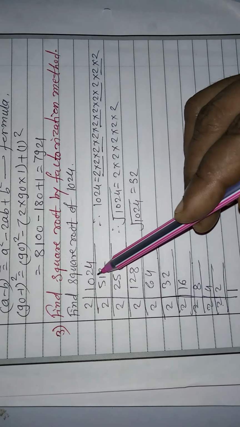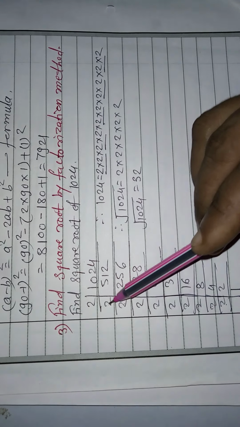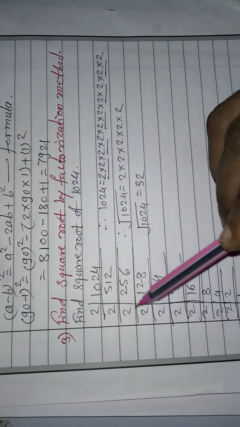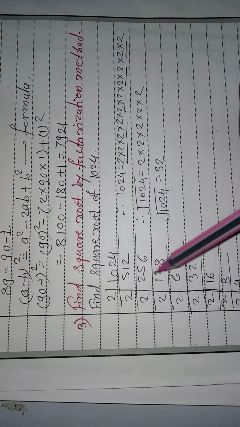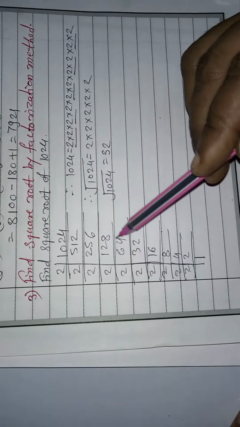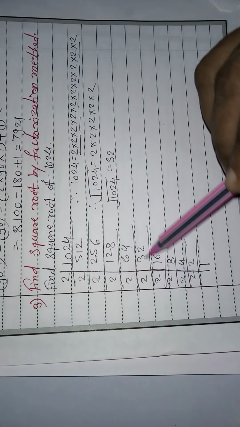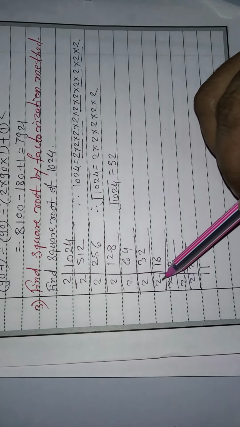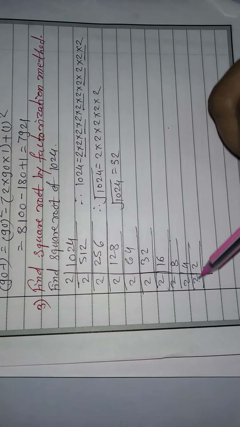2 5s are 10, 2 1s are 2 and 2 2s are 4. Now we divide 512 by 2. 2 2s are 4, 2 5s are 10 and 2 6s are 12. Now we divide 256 by 2. 2 1s are 2, 2 2s are 4, 2 8s are 16. Now we divide, 2 6s are 12, 2 4s are 8. Now we divide by 2, 2 3s are 6, 2 2s are 4. Divide by 2, 2 1s are 2, 2 6s are 12. Now divide by 2, 2 8s are 16, 2 4s are 8, 2 2s are 4 and 2 1s are 2.